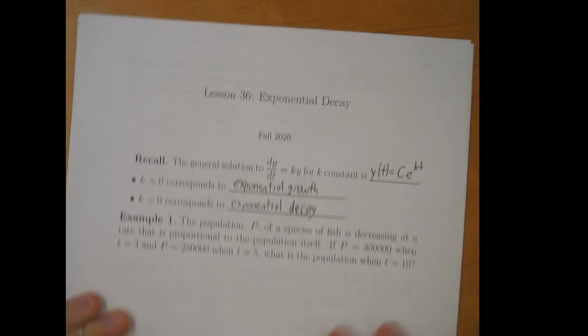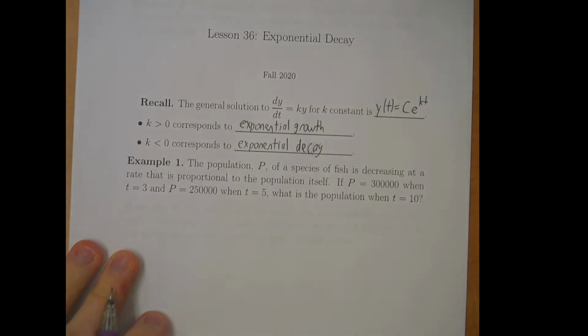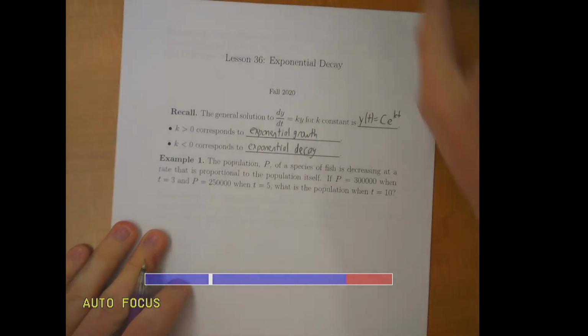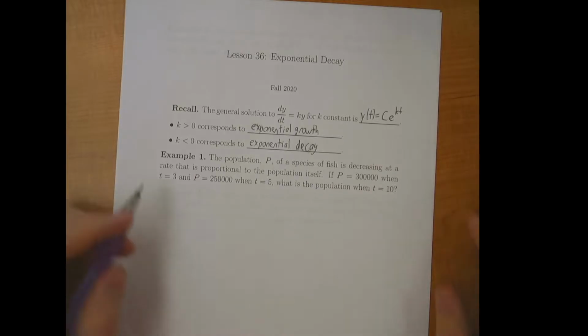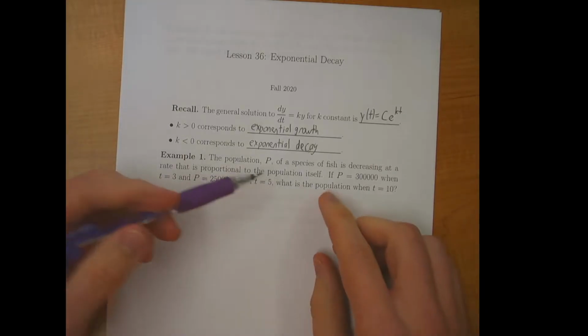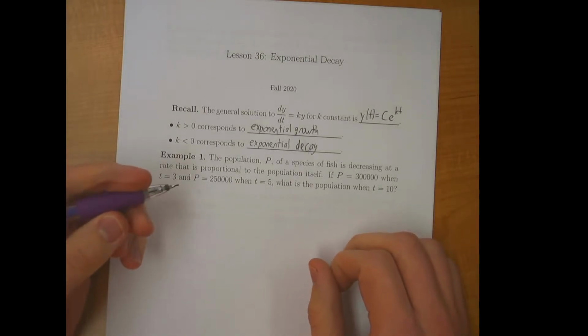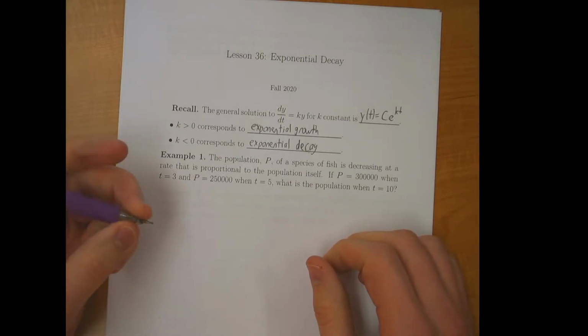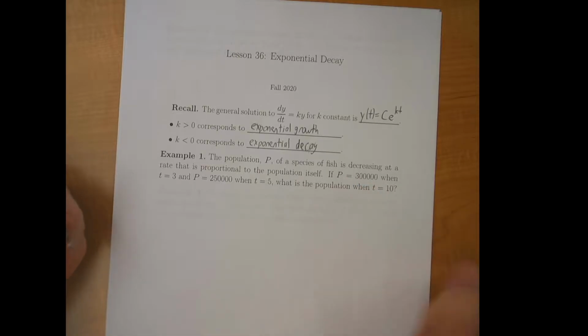Okay, so to start off, let's go ahead and take a look at an example we sort of saw last time, but we're going to be seeing it in a different light. Because here, the population of a species of fish is decreasing at a rate proportional to the population itself. So if p equals, in this case, 300,000 at time t equals 3 and 250,000 at t equals 5, what's the population when t equals 10?